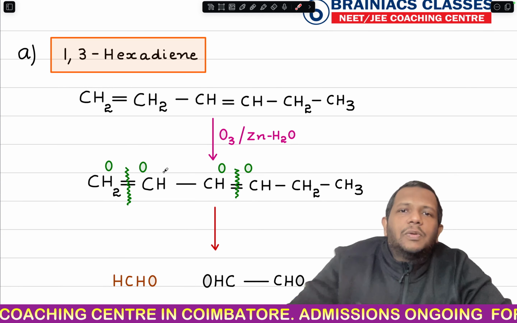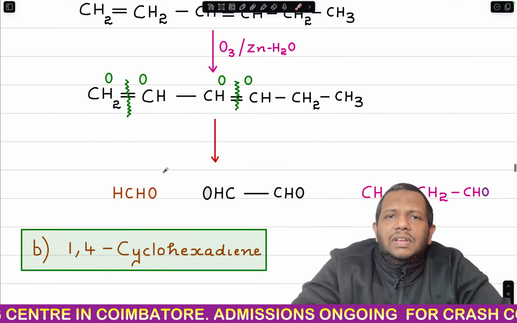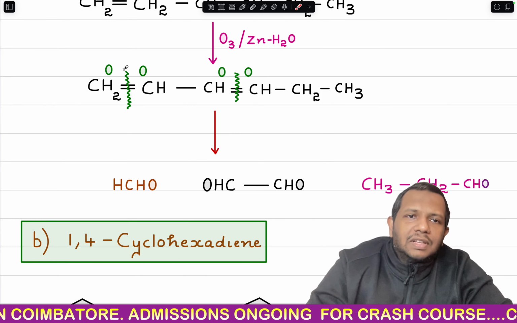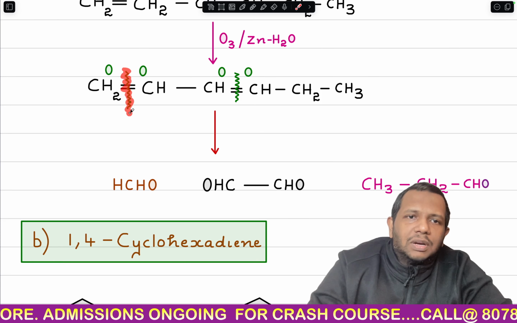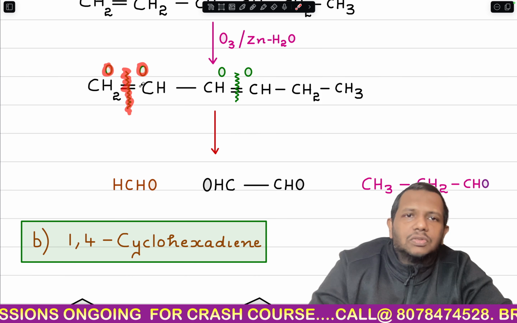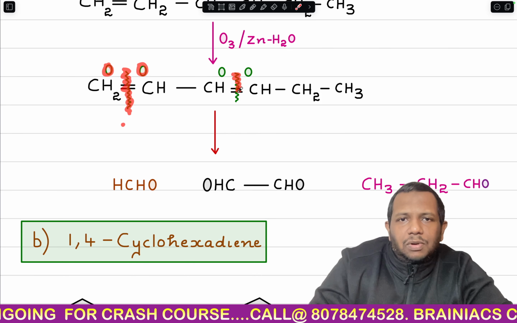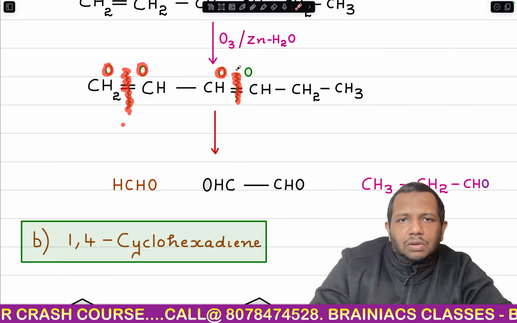Okay, so how to perform ozonolysis of a diene? Very simple. Again, the concept remains the same. Break the double bond or remove the double bond completely. Distribute oxygen on both sides. Similarly, remove the double bond. Put oxygen on both sides.